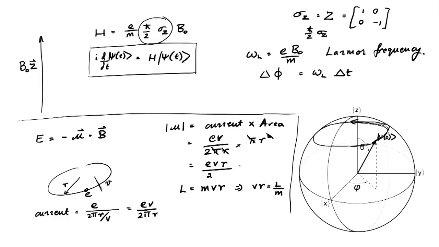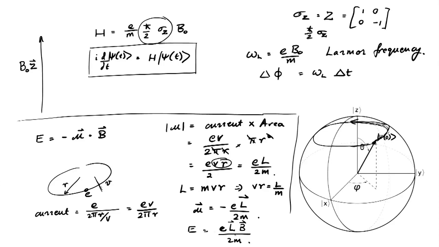And now substituting, we get it's E times L over 2m. And so, in fact, if you write it out, mu is minus E L over 2m. And so you could substitute that back in here to find that the energy is just E L B over 2m.